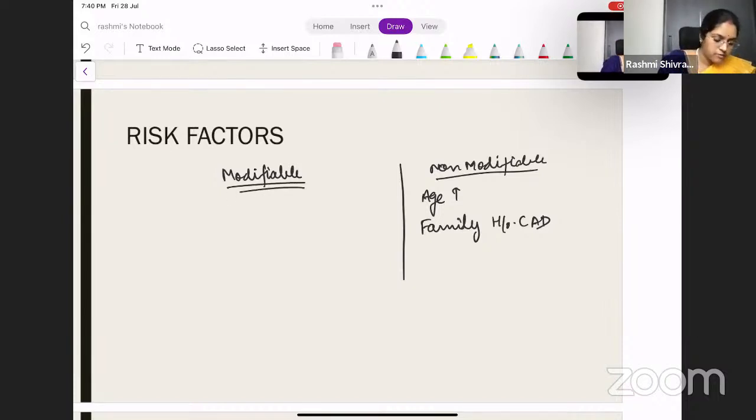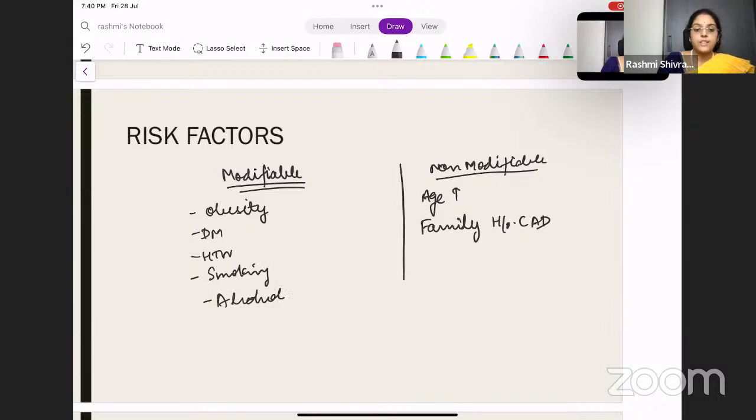So what are the modifiable risk factors? Obesity, diabetes mellitus, controlling your hypertension, isn't it? All these are modifiable risk factors. Quitting smoking, quitting alcohol. All these are modifiable risk factors, which are in your hands to control, isn't it? So those are the modifiable risk factors and the non-modifiable risk factors.